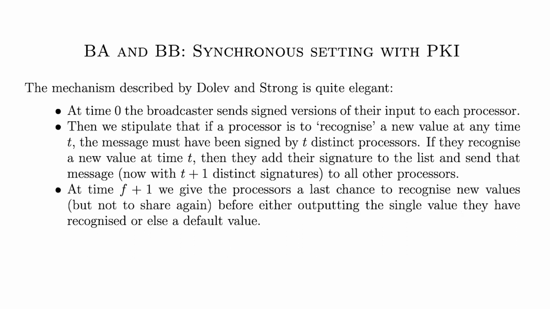Okay, then finally, just at the end, it's going to be a sort of finite process. We're going to have f+1 many stages, so termination will be automatic. Everyone's just going to terminate after f+1 rounds. So at time f+1, we give the processors a last chance to recognize new values, but they can't share again. Okay? And then what they do is they either output the single value they've recognized, if it's only a single value, or if they've recognized more than one value, they'll go to the default option.